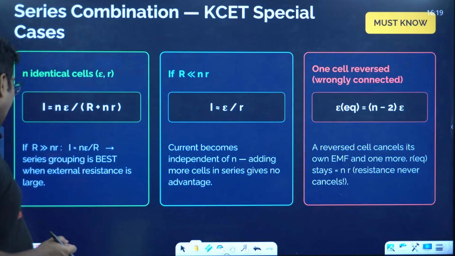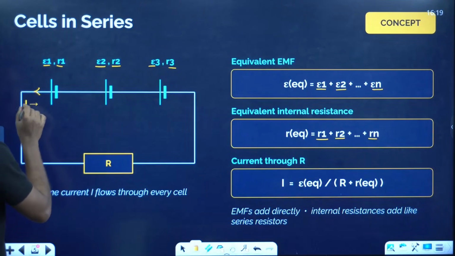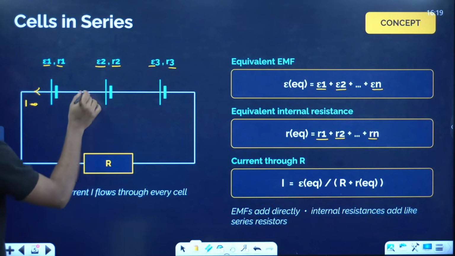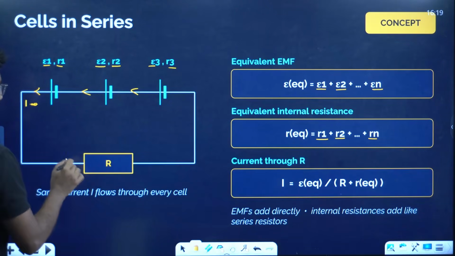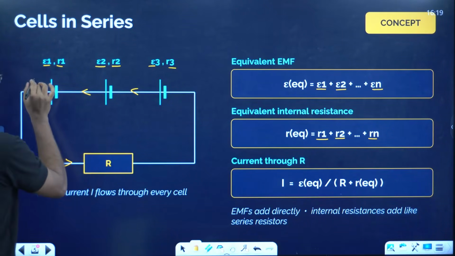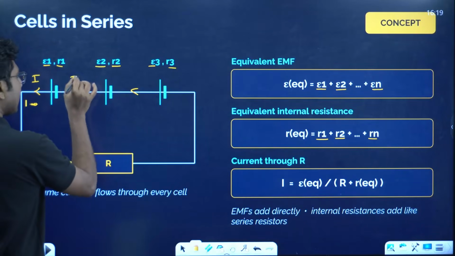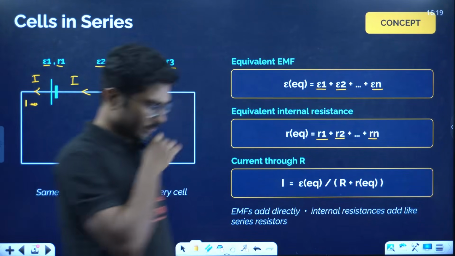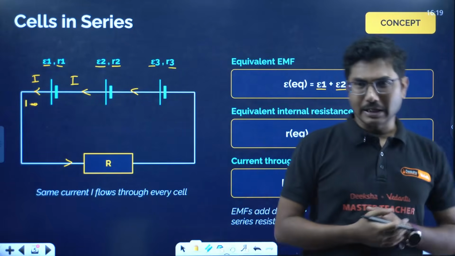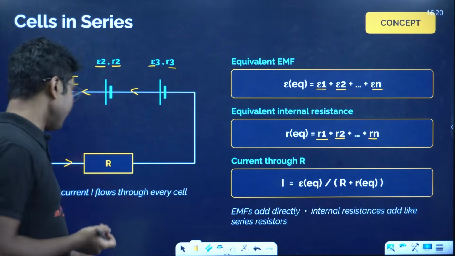Okay, and one more important point in series combination of cells: the current remains the same throughout the circuit. And another point that I always tell you: for a cell, remember, whatever current exits the cell, the same current has to enter the cell as well, right? I discussed it in another video also. So remember, this is a very basic concept about cells.